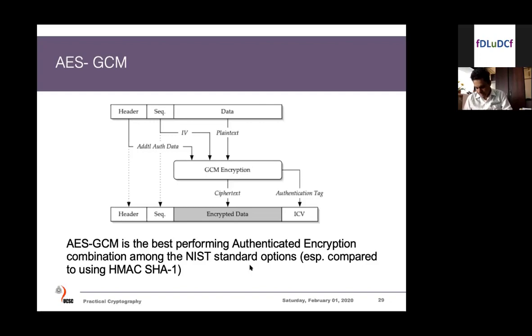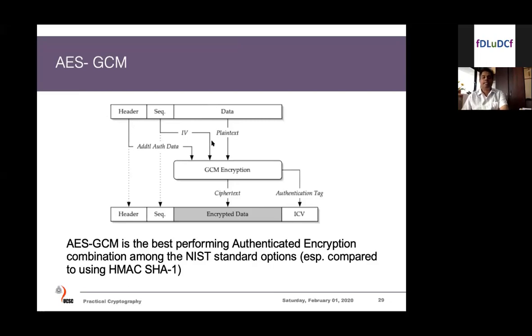In order to do the authentication tag calculation, we can input the non-encrypted data as well. For example, this slide shows a data package. There are header, sequence, and data, where we want to encrypt only the data, but keep the header and the sequence plain. We still want to input the header and the sequence when we calculate the authentication code. So in this example, header and sequence are considered as authenticated data.